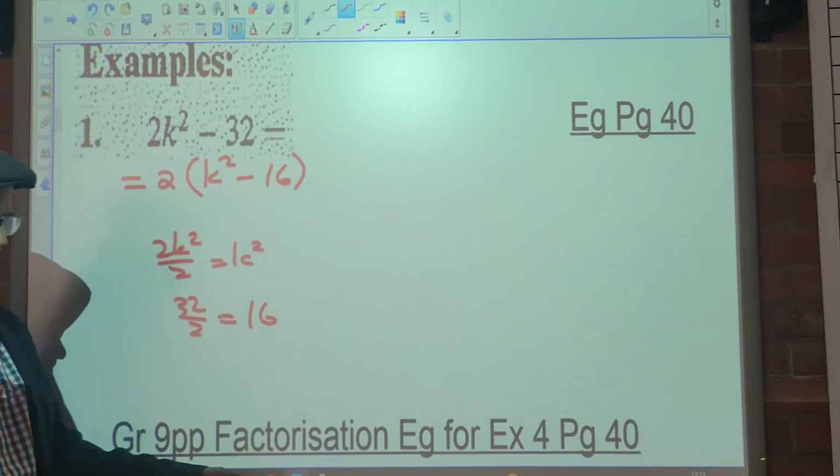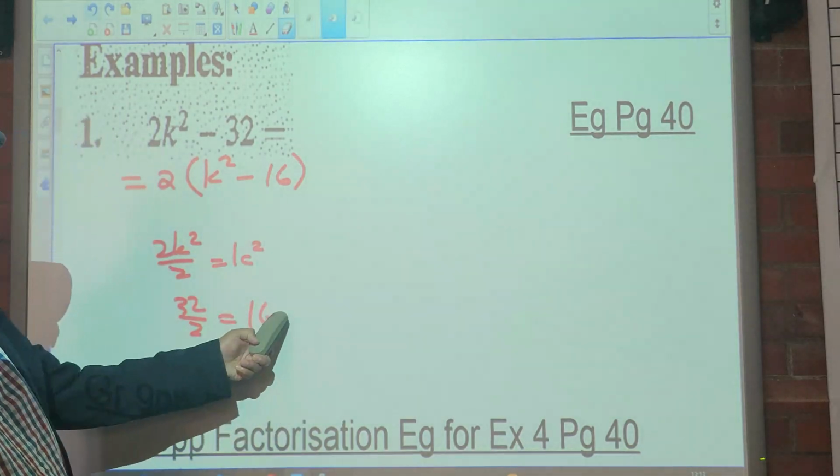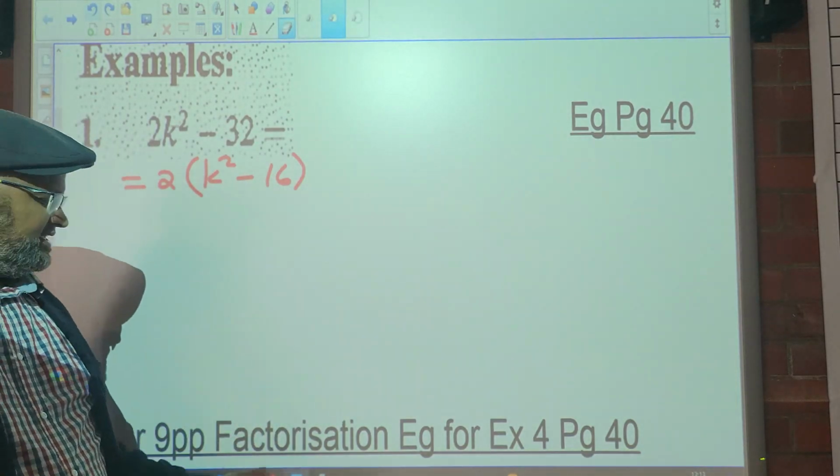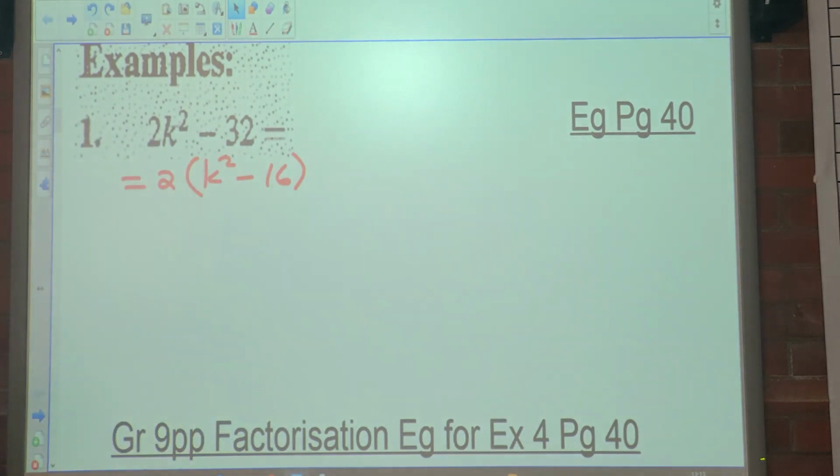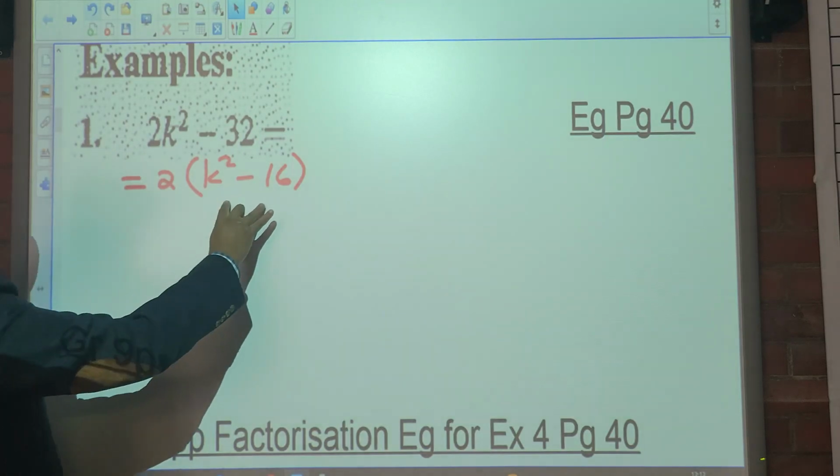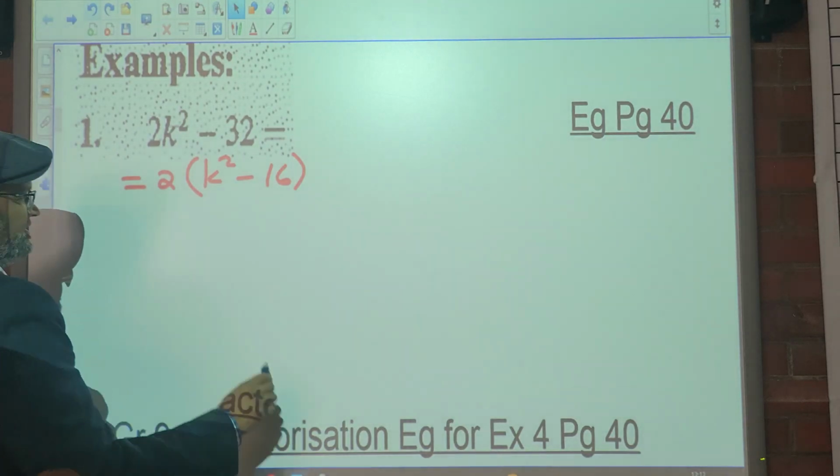What's the next step? Difference of two squares, not so? So do that quickly.